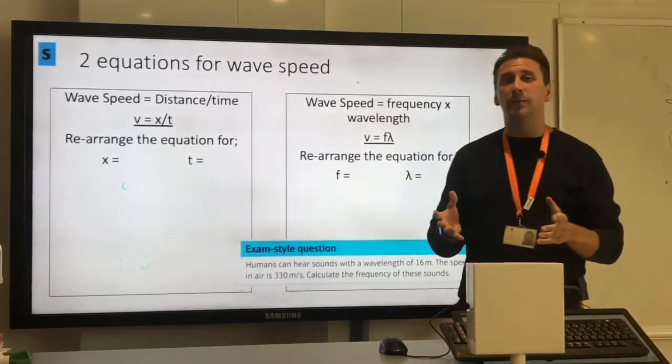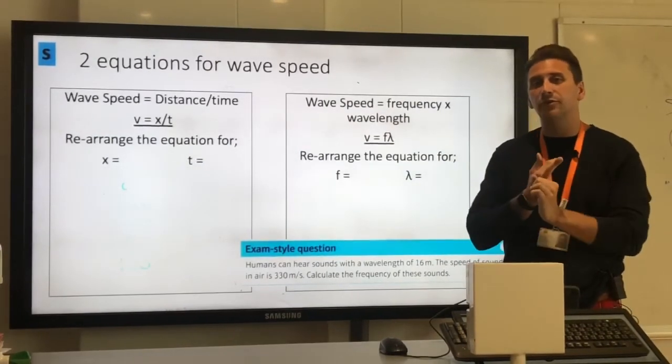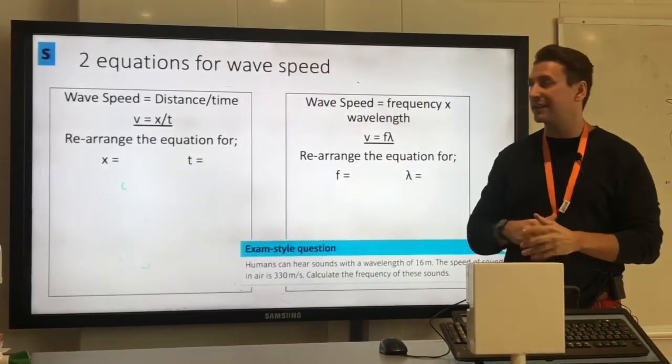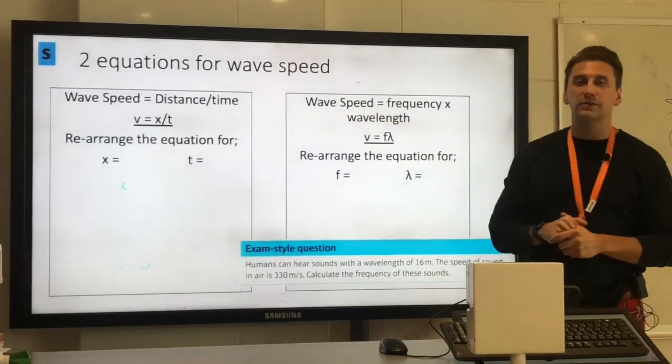In the core practical, we're going to look at how to measure the speed of sound on the ripple tank, and also how to find the speed of sound in a metal rod as well. Okay, but that's it. There are 2 equations for speed: distance over time, and frequency times wavelength.